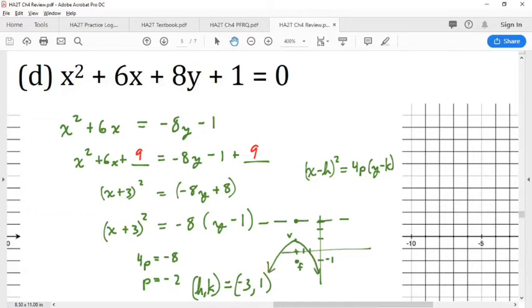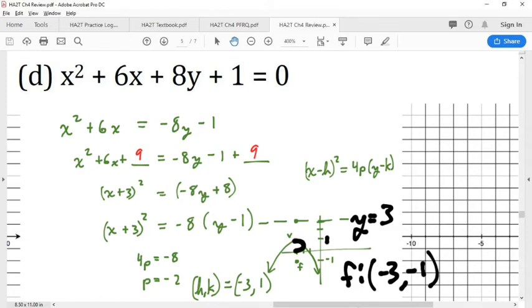Would you be able to tell me what my directrix is? What is my directrix, students? y equals what? 2? No. We started at 1, then we went up 1, 2, so 3. I apologize. What is my focus point? Negative 3, negative 1, because we started at positive 1 and went 1, 2 down. There you go. That's how you do it.